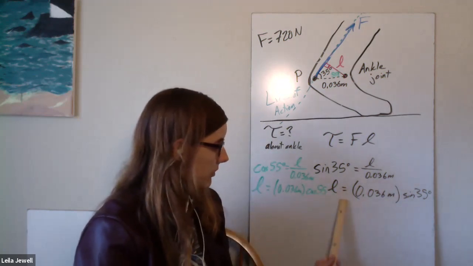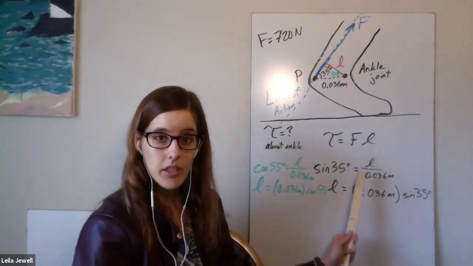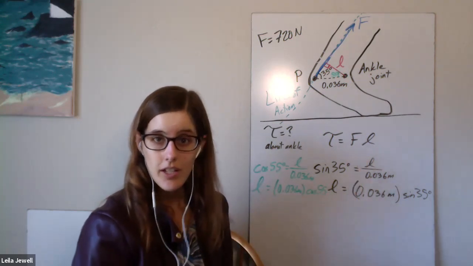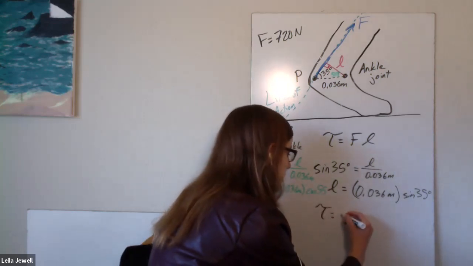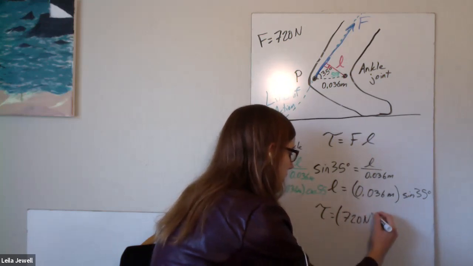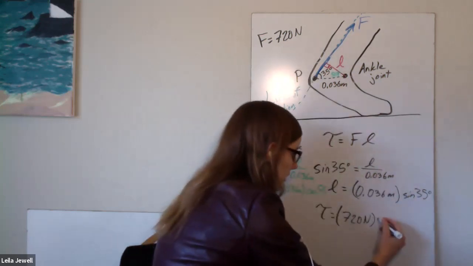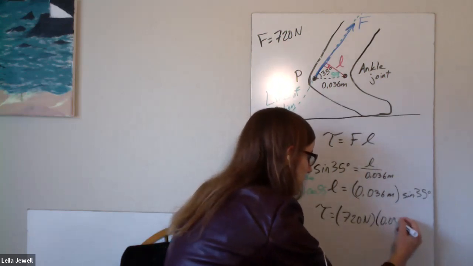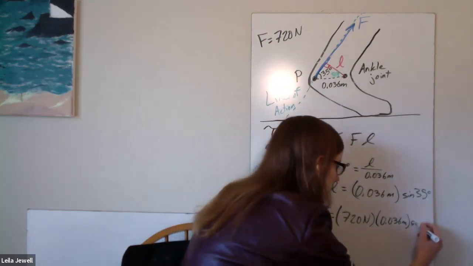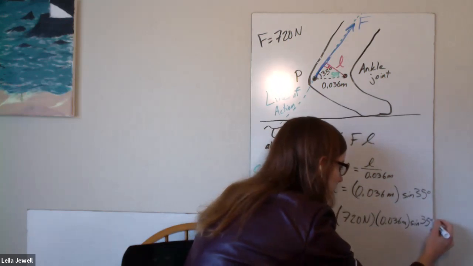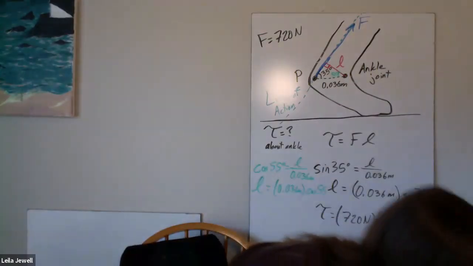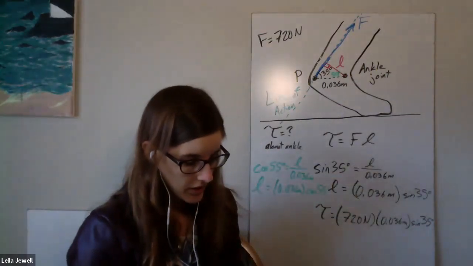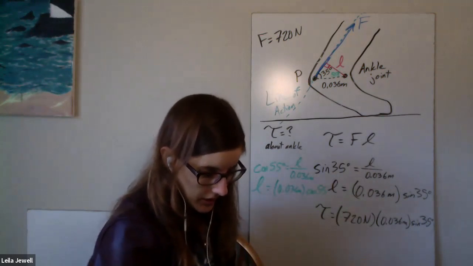Once we know this lever arm, we can plug it into our torque equation, and we're basically home free. So torque is equal to the force times the lever arm. So the force is that 720 newtons, as we wrote up above. And then the lever arm, 0.036 meters times sine 35 degrees. So if you calculate that out, you should come up with a number that is like 15.